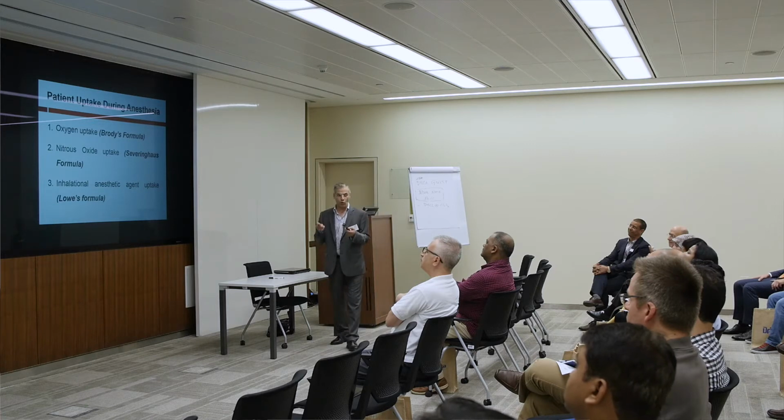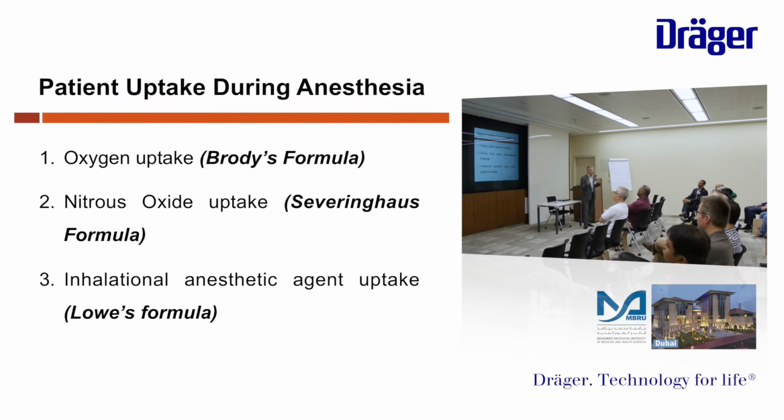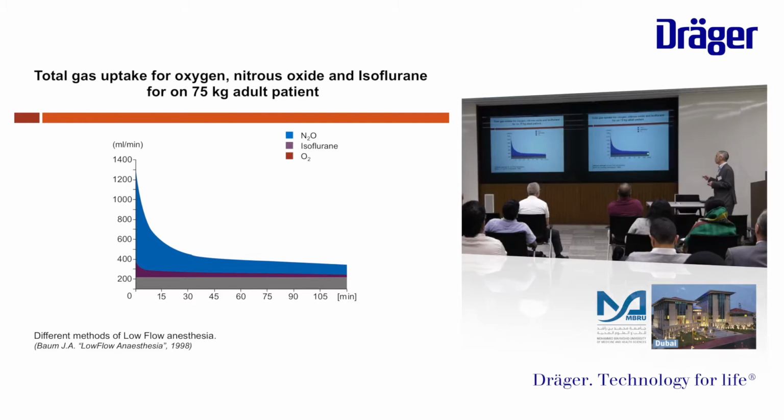So we will go a little bit into history to discover how they invented an equation to calculate the oxygen uptake by the patient, the nitrous oxide consumption by the patient, and the inhalational anesthetic agent uptake by the patient. This is the final that we know these days. This is the oxygen consumption by the patient. This is an example of isoflurane consumption by the patient in comparison to time, in milliliters per minute in comparison to minutes. And finally, this is the consumption of nitrous oxide.